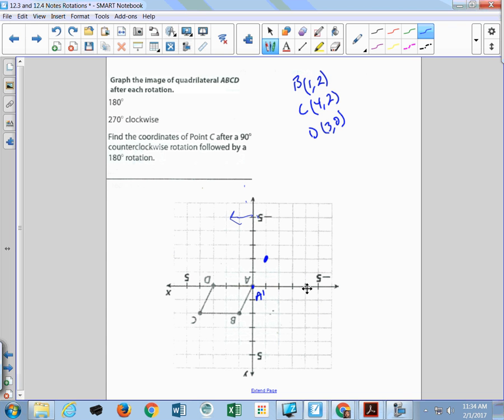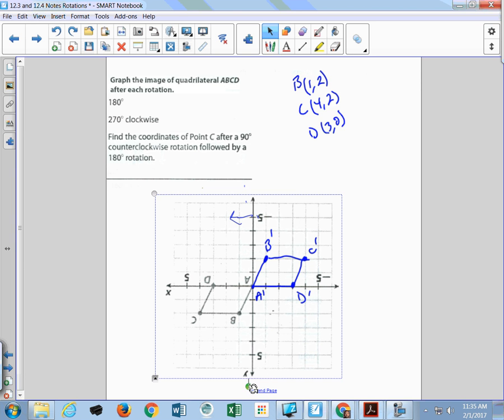1, 2, 3, 4. 1, 2. And then we're going to do 3, 0. 1, 2, 3, 0. So this is B prime. This is C prime. And this is D prime. Then we connect the dots, as straight as I can. And we have now rotated that drawing 180 degrees.